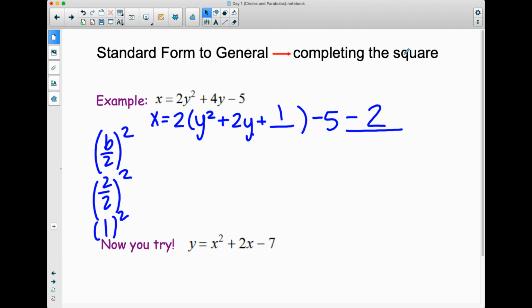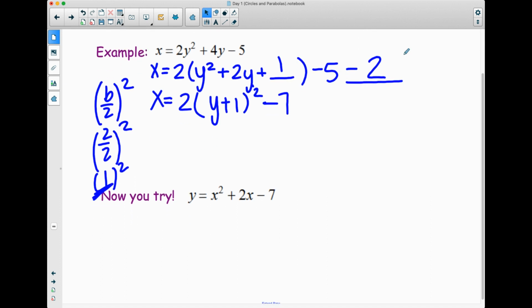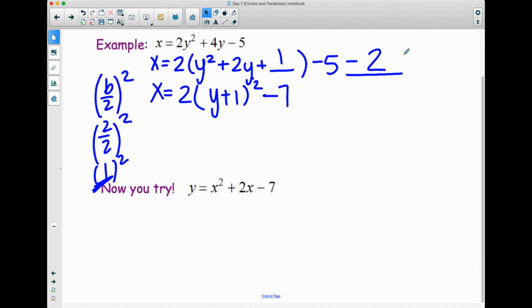Okay. So then now if we factor, two numbers that multiply to get 1 but add to get 2, remember it's always going to be this number right here. Okay. So y plus 1 squared, and then negative 5 minus 2 is negative 7. So that's if the leading coefficient is something other than 1. Good news is the one you're going to try is already 1, so you don't have to factor anything out.